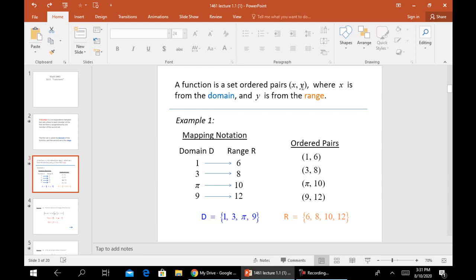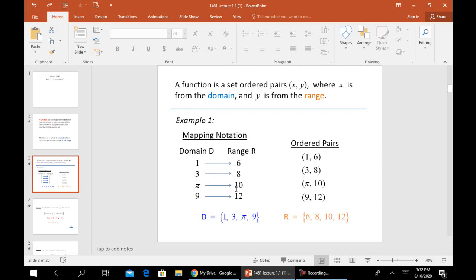Here's an example. In this example, we picked the domain set to be the set with 4 elements, 1, 3, pi, and 9. And the range set R is given by the set with the elements 6, 8, 10, and 12. Now 1 is assigned to 6, 3 is assigned to 8, pi is assigned to 10, and 9 is assigned to 12. So we are using these arrows to explicitly show what the assignments are here.